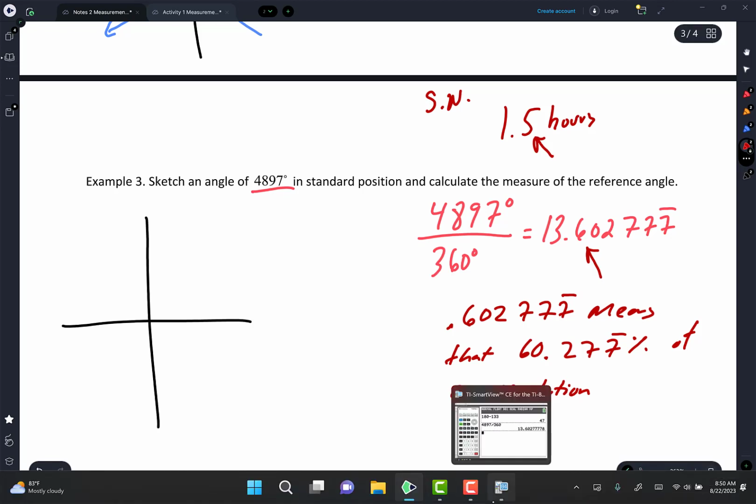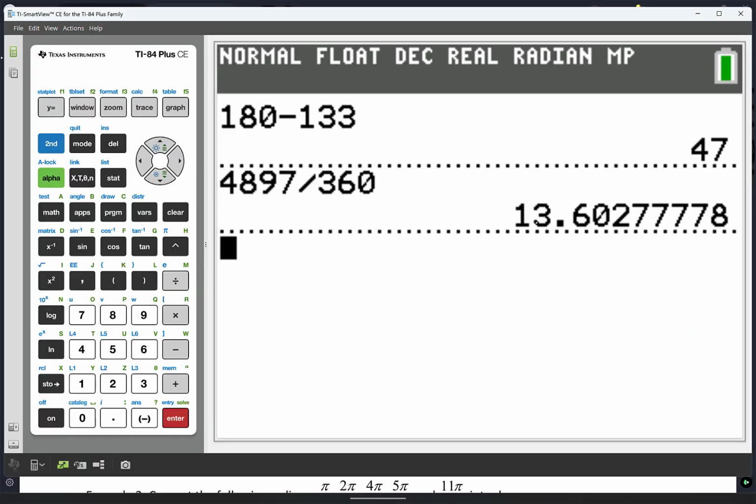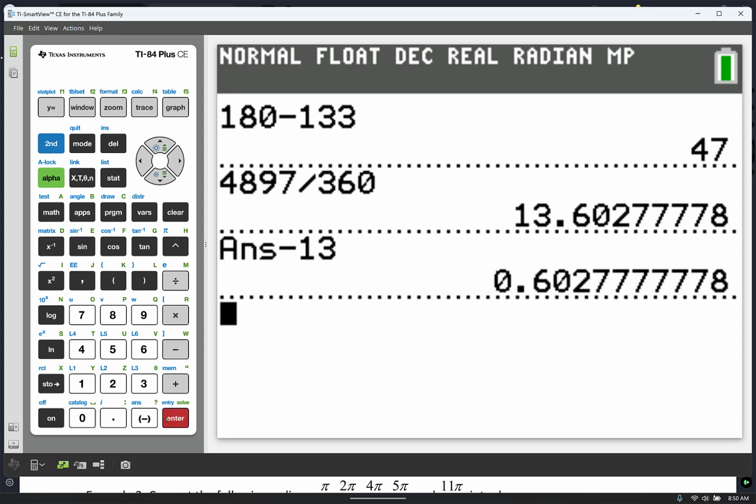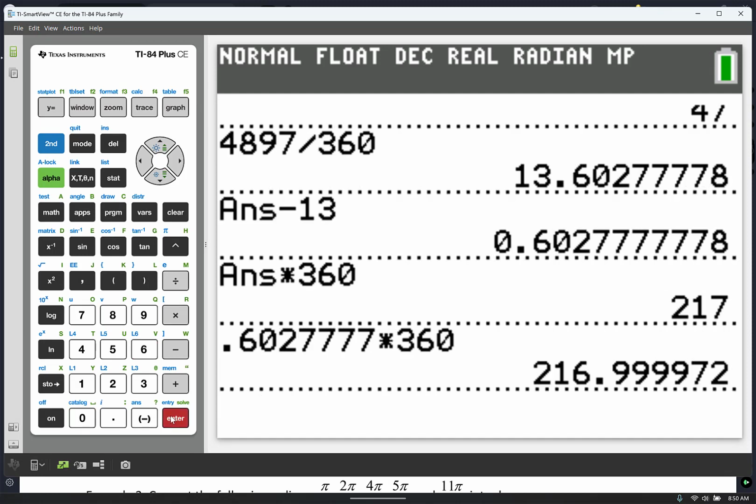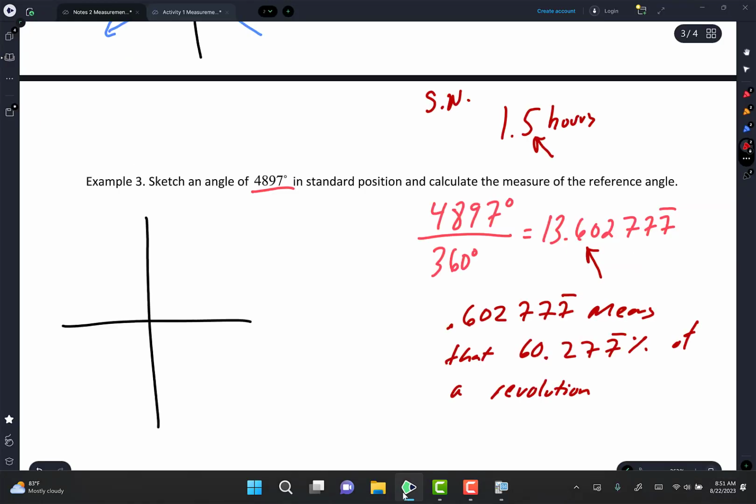I'm gonna take my calculator and try not to round, guys. Try to make it perfect. So I'm gonna get rid of that 13. I'm gonna go minus 13 because I want to use whatever is stored in the calculator. And there it is. And I'm gonna multiply that sucker times a revolution, 360. Look what happens. I get a perfect 217. That means that's how many degrees I do. If I were to go 0.602777 and multiply by 360, I would get a decimal. It's practically 217. Use technology so you can get a perfect number.